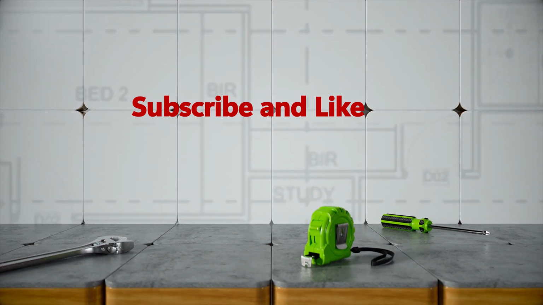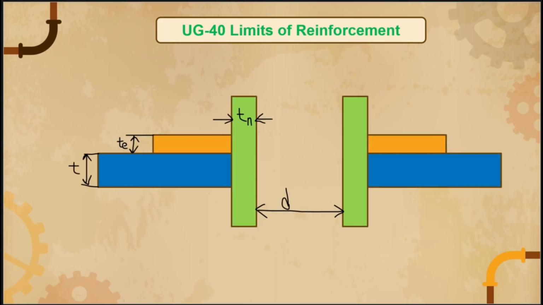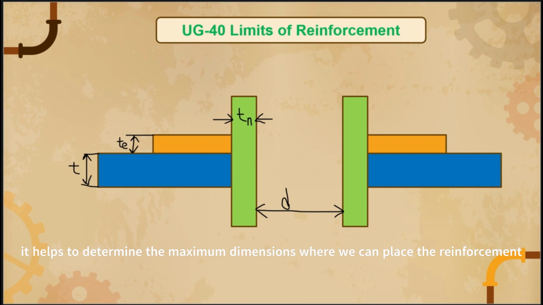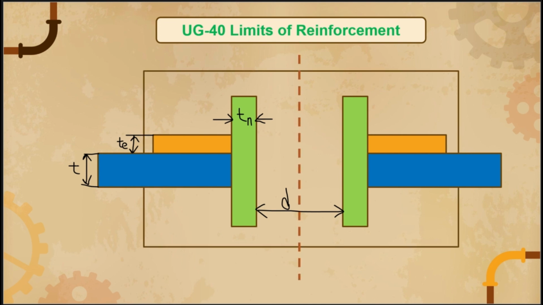So let's begin the topic. Understanding the limits of reinforcement is crucial for static engineers, guys, because it helps to determine the maximum dimensions where we can place the reinforcement. To indicate that maximum dimension for the reinforcement, the code gives a rectangular box, which indicates the limit of reinforcement. So reinforcement provided outside the limits of reinforcement will not be considered as reinforcement, guys.